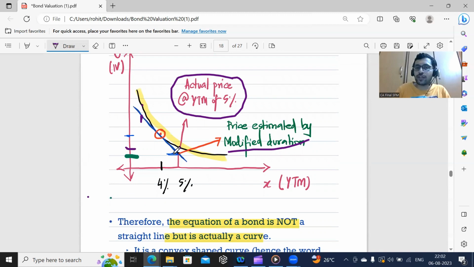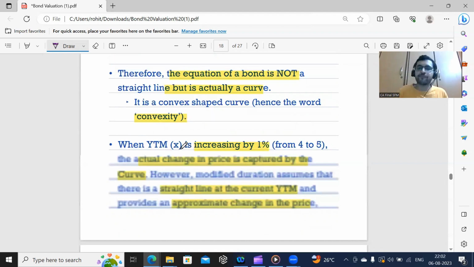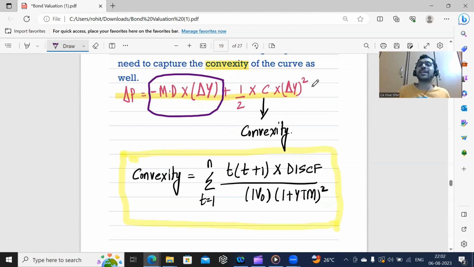If you carefully notice, the price on the curve is always higher than what is there on the line. So for that, I am always doing a plus; it will never be a minus. So half into convexity into delta y the whole square. In my example, 0.3 whole square will be equal to 0.09.